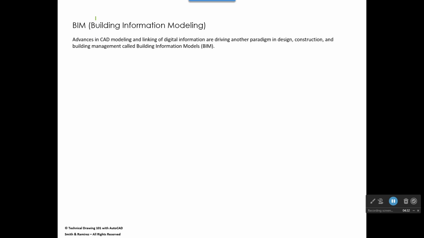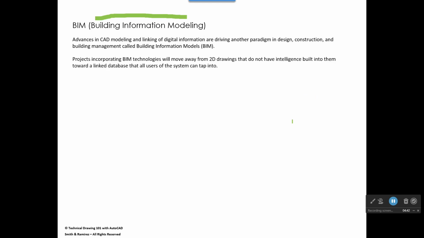Another term we need to talk about is BIM, which stands for Building Information Modeling. Another paradigm in design and construction is BIM, which amounts to a move away from two-dimensional drawings that do not have intelligence built into them toward a linked database that all the users of the system can tap into. What we mean by that is, rather than just having a two-dimensional drawing that is just made of lines and symbols and text, we start by creating a three-dimensional model in most cases, and we build all the intelligence into the model. So for example, the way we modeled the building is where we'll pull the dimensions for that building from.